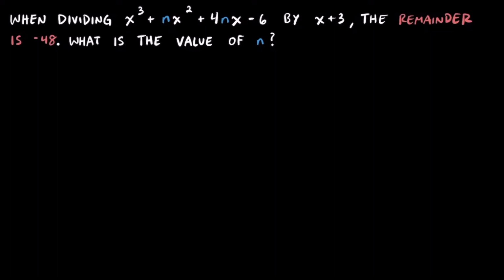In this video, let's take a look at the synthetic division problem together. So when dividing this polynomial of x cubed plus nx squared plus 4nx minus 6 by this binomial of x plus 3, we know that the remainder is going to be negative 48. We have to find out the value of n.